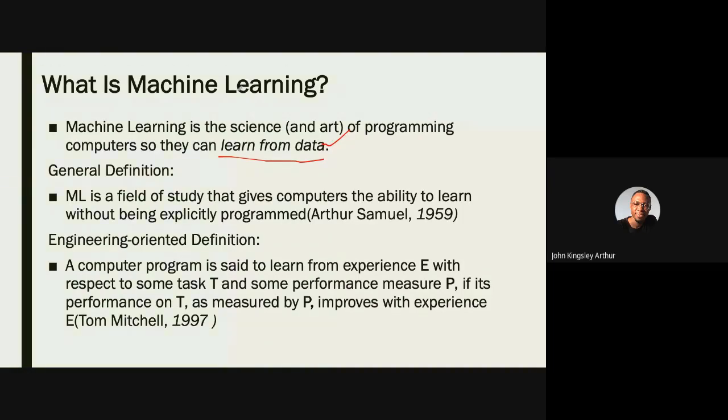Furthermore, we're going to look at two different sets of definitions. That is the very general definition, and we'll look at also the engineering-oriented definition of machine learning. In the general definition, machine learning is a field of study that gives computers the ability to learn. To learn in here is key, without being explicitly programmed. So in here we are going to learn, it suggests the design and development of intelligent systems. So then, number one, they are able to learn. Human beings are able to learn.